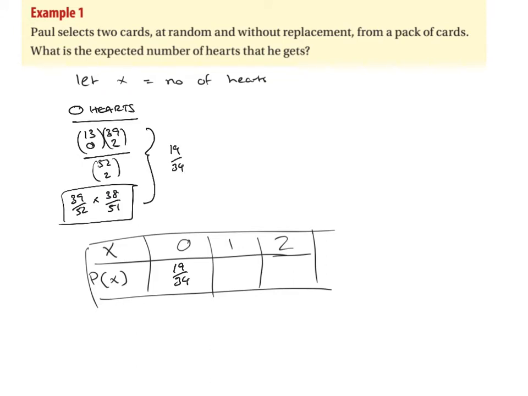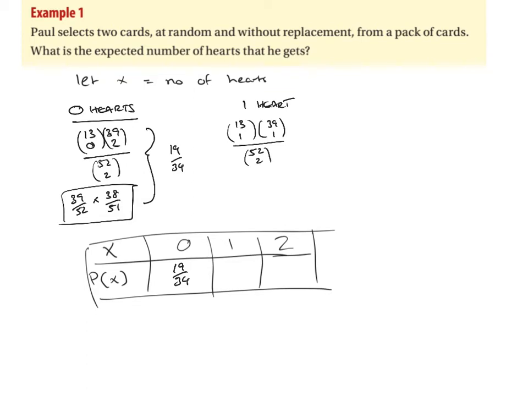Okay, let's move on to the 1 heart. And again, using the combinations method, you can see we have 13 choose 1, because we want one of those hearts, which means that from the remaining 39, we want to choose another one. And that therefore is over 52 choose 2. We can whack that in our calculator and get the answer.